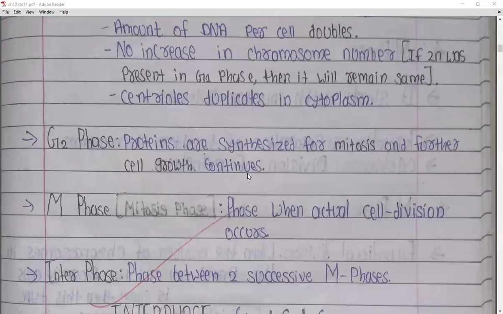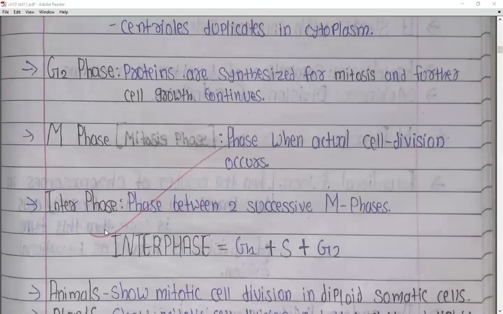And after the M phase, there is the interphase, and this interphase is nothing but the phase between the two successive M phases. So when two M phases take place, in between there is a phase known as interphase. That is, it is separating two M phases. One mitosis occurs, then there is a phase which tells us that here one mitosis has completed, right?